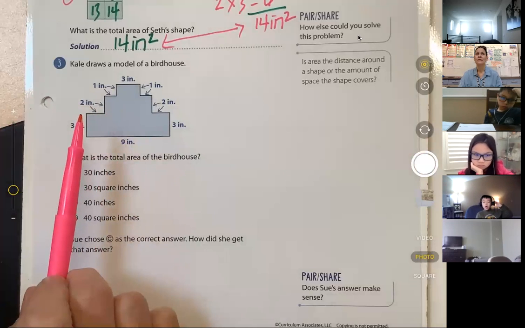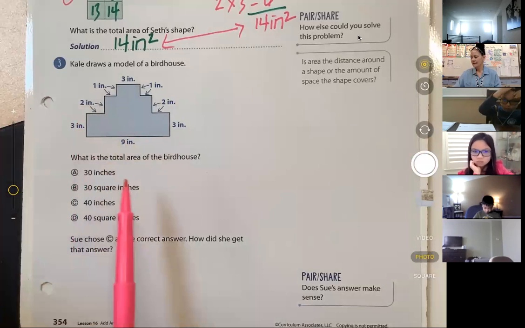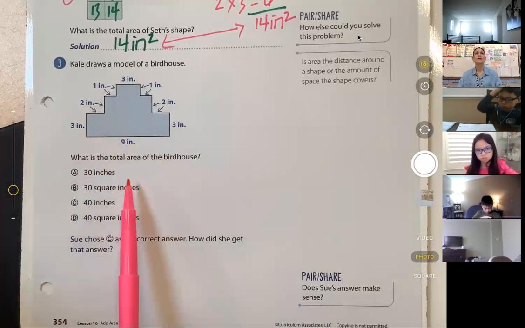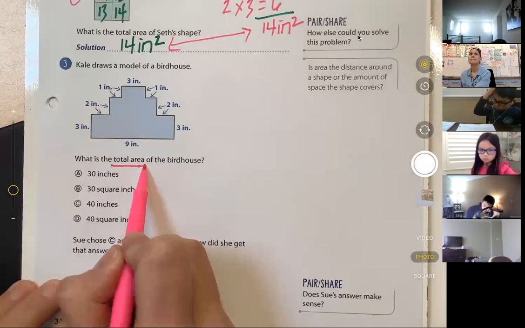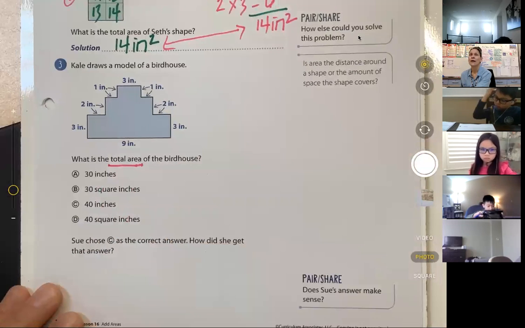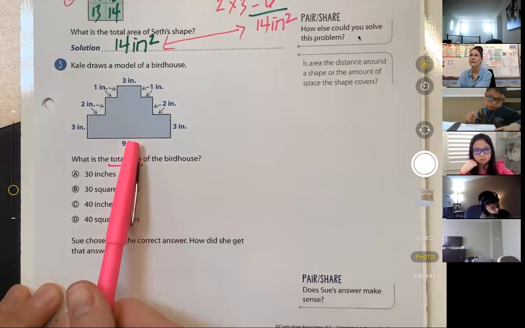We're going to have to do it in a number of different ways because it is asking us what is the total area of the birdhouse. I need the total area. We can clearly see that area equals length times the width cannot be applied to this shape just as it is. We have to break it up, friends. We have to break this up.